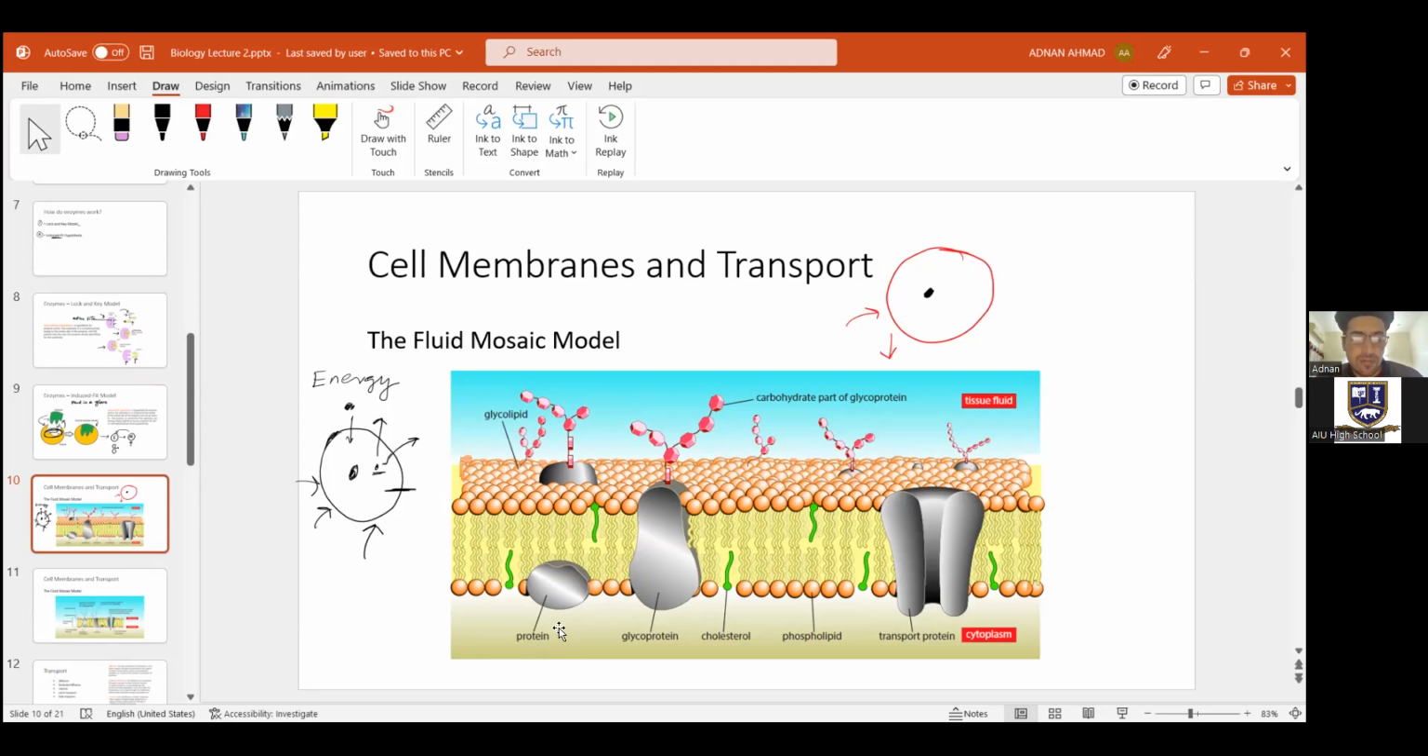You can see that we have a protein molecule here, a glycoprotein here, cholesterol, phospholipid, and a transport protein here. So this is the basic structure of a cell membrane, and this layer is called a lipid bilayer. Bi means two, and the same is true of di, which also means two. So this is called a bilayer. This is the first layer, and this one is the second layer. Let's proceed and look a bit more at the structure.